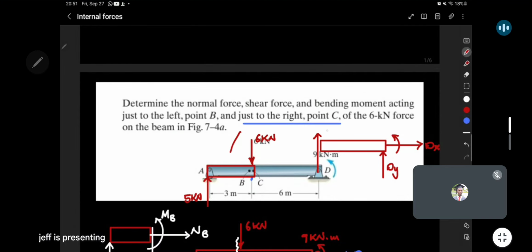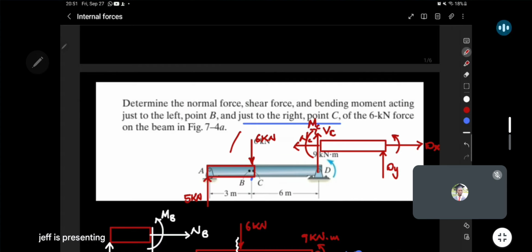Here, the shear force would have been going upwards like that. This is at C, we'll go with C. The normal force would have gone like that. And then finally, the bending moment. So this is how it would have been.